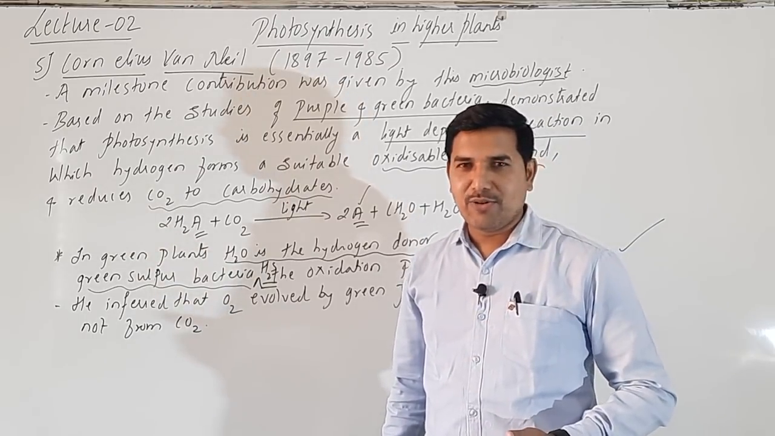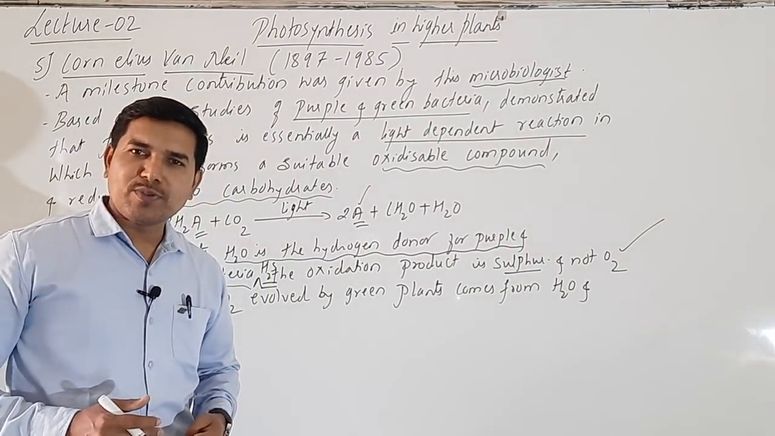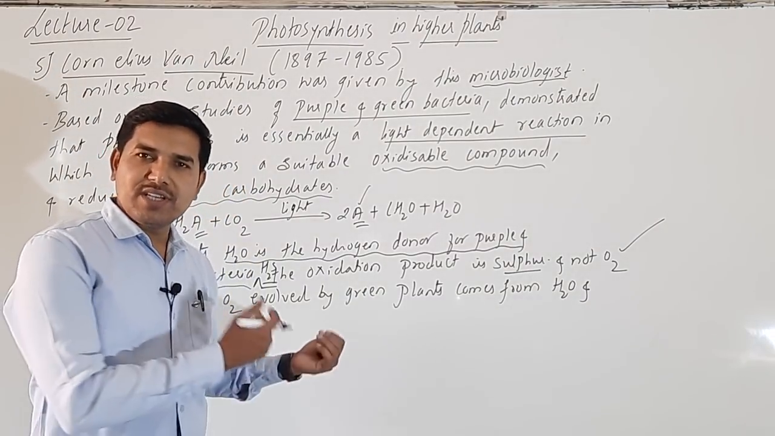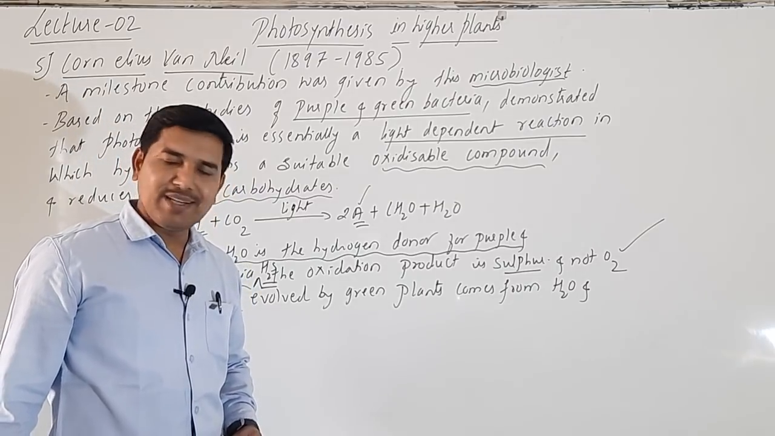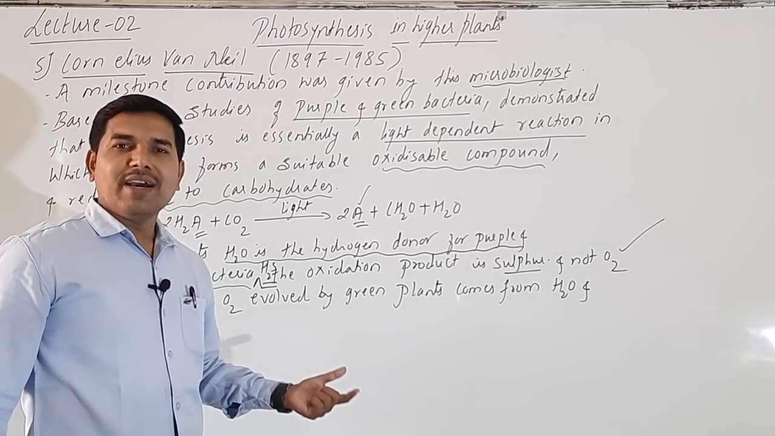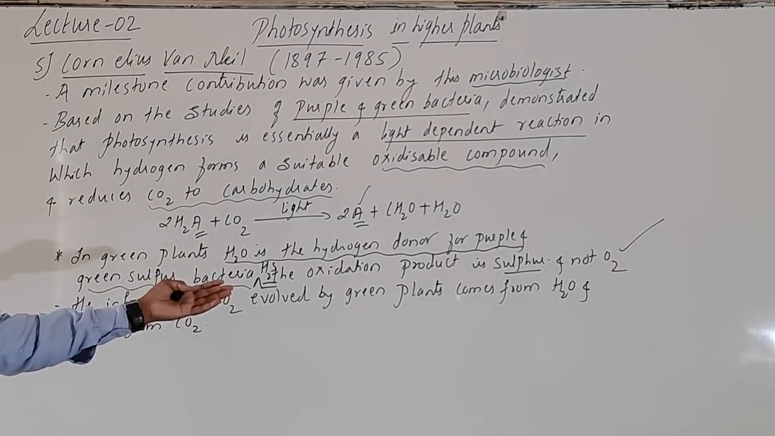Then later on by using the radioactive isotopes also it was proved that the oxygen which is released during photosynthesis comes from what? Water, not from CO2. By using radioactive isotopes also it was confirmed. Okay, so that was the later research.